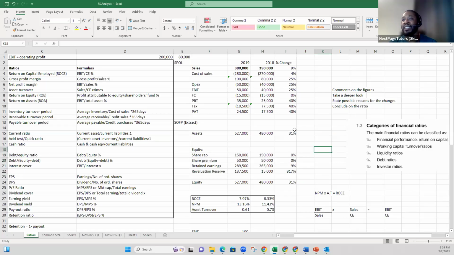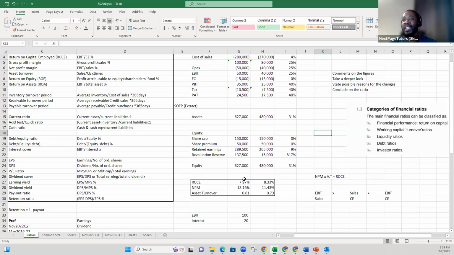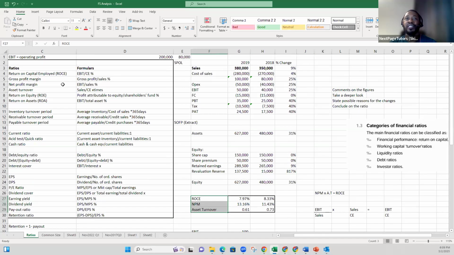Let's compute just three profitability ratios: return on capital employed, gross profit margin, net profit margin, and asset turnover. Remember, I mentioned earlier that net profit margin multiplied by asset turnover should give us ROCE if we've used this formula, except if you are using a variant that is not aligning in terms of the variables.